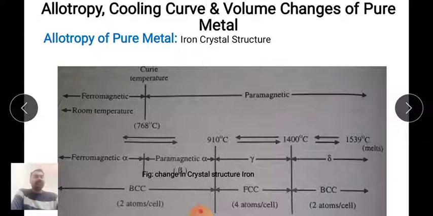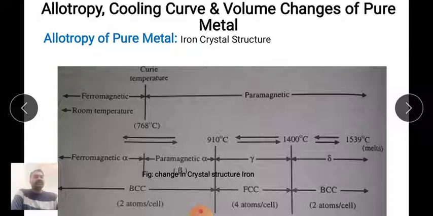So this is the allotropy. Allotropy means one type of form occurs within various temperature ranges. This is nothing but the occurrence of different phases from room temperature up to 1539 degrees Celsius, corresponding to different crystalline structures BCC, FCC, BCC, with the number of atoms in a unit cell of the BCC and FCC represented here. So this is the allotropy of the pure metal.